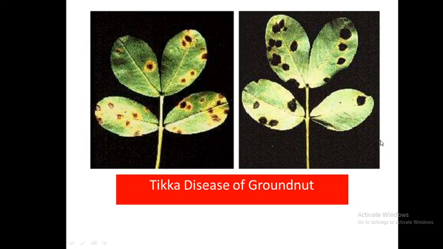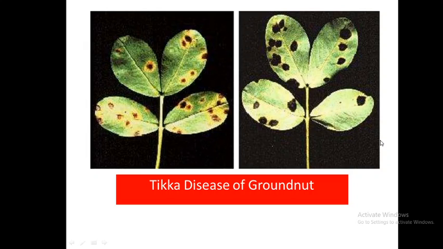That means Tikka disease is also known as leaf spot disease. The leaf spot disease of groundnut caused by this fungus is called the Tikka disease. The Tikka disease is very common in all the groundnut, botanical name Arachis hypogaea. There are two species of Cercospora causing the Tikka disease of groundnut, that is Cercospora personata and Cercospora arachidicola.